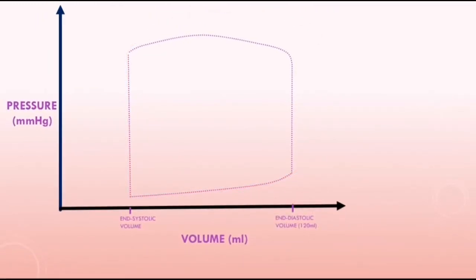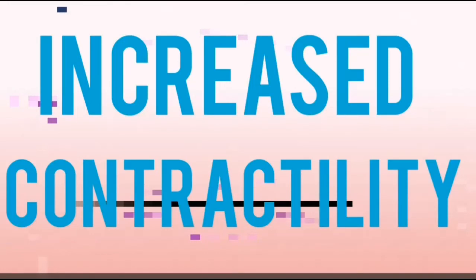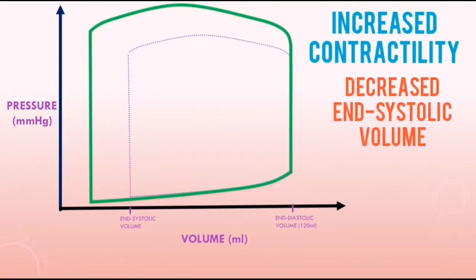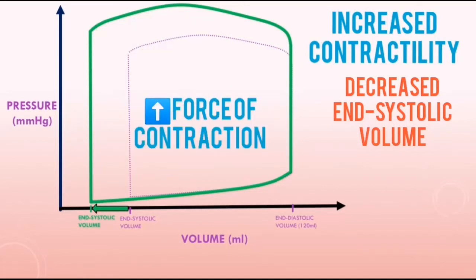We will now consider a situation of increased contractility, for example when there is increased sympathetic activity to the heart. This is what the loop will look like. We note that there is a decreased end-systolic volume. This is because the heart is beating with a stronger force of contraction.